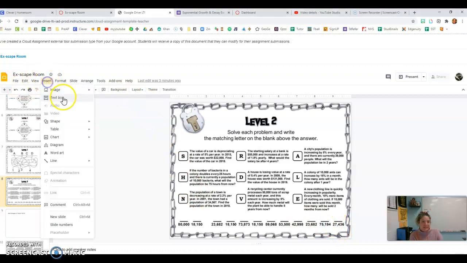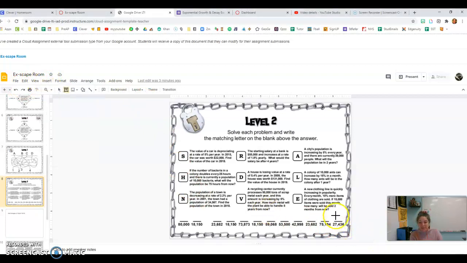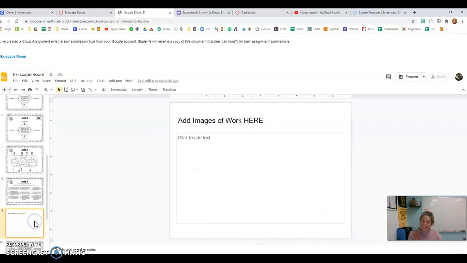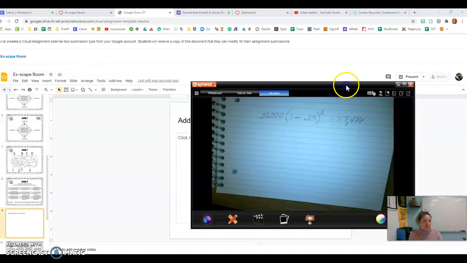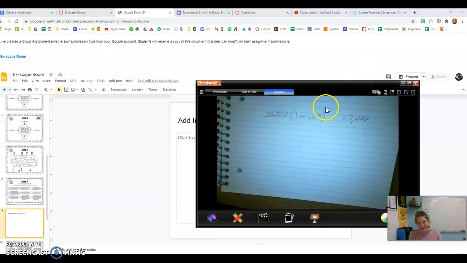So you can insert a text box if you so choose. Okay, but again, you don't have to. And the reason I say that you don't have to is because if you take a look at slide number 9, you're going to insert images of your work. And so just taking a picture and putting this in here is going to be sufficient.